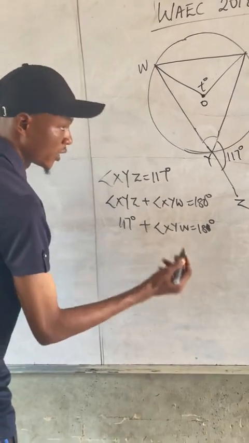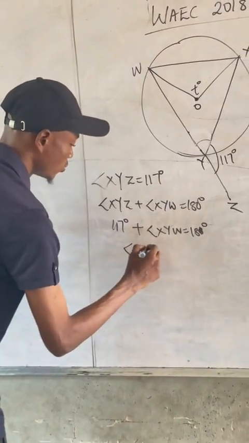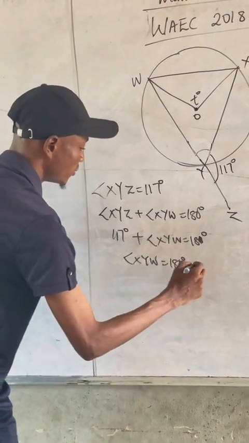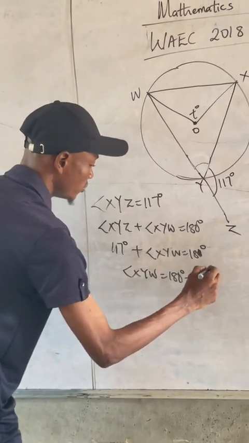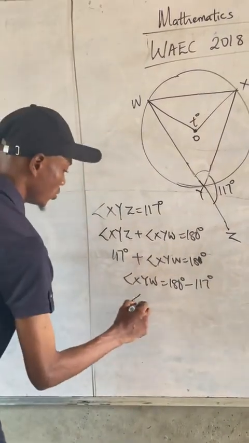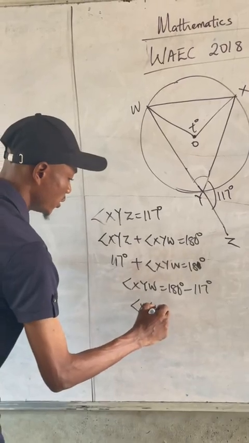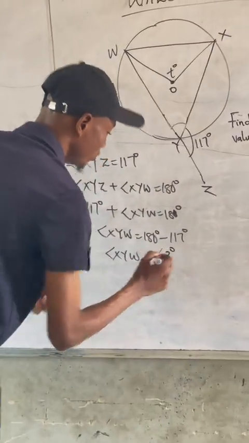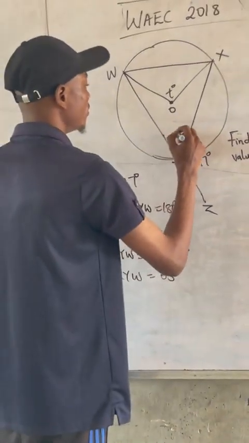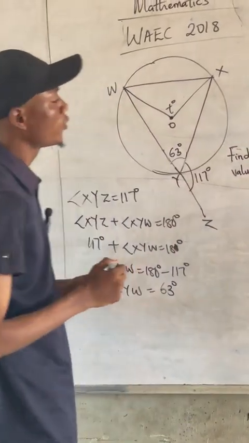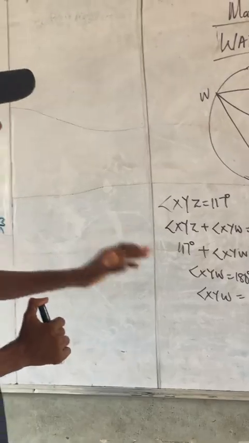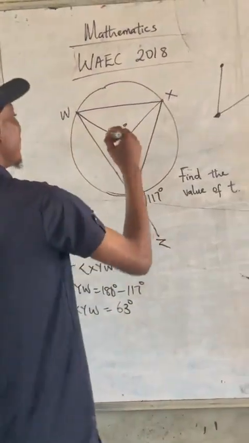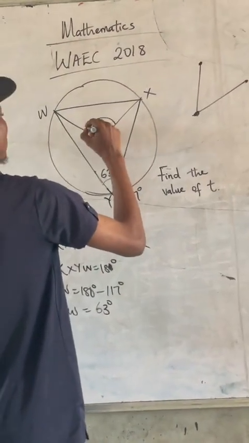So we collect like terms. Angle XYW is equal to 180 degrees minus 117 degrees. So angle XYW will be 63 degrees. So we can get this place to be 63 degrees. But don't forget, we're only able to get this particular angle, but this is not what we're asked to find. We're asked to find this angle.